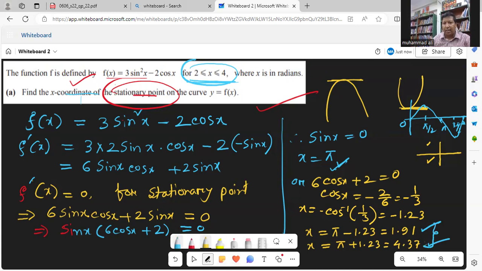So our result for A, the x coordinate, is only x = pi. This is the solution. So answer A is completed.